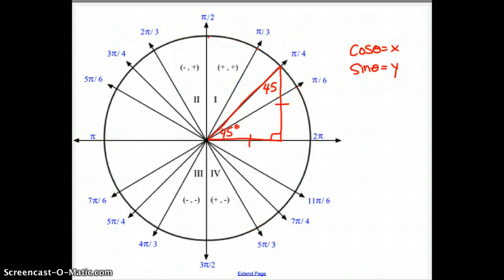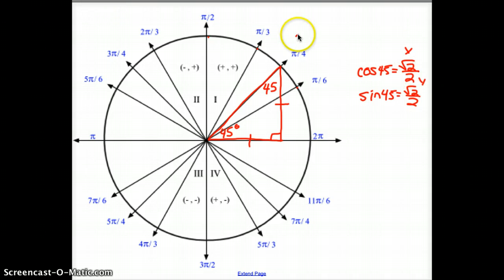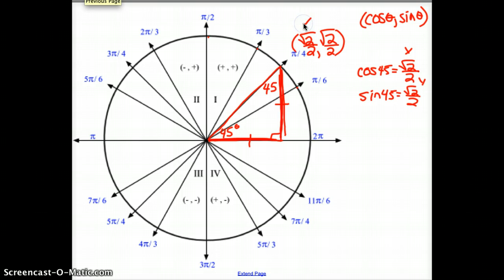So, going back over here, I just proved to you a little while ago that the cosine of 45 degrees is equal to root 2 over 2, and we said the sine was the same thing, root 2 over 2. Really what that's telling you is this is the x, this is the y. So right here is root 2 over 2, root 2 over 2. And you can see it's the same amount to the right as it is up. That's why these are equal. So every point represents cosine, sine.